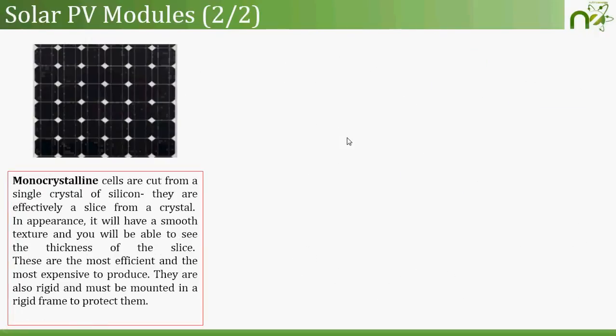What are the different types of solar PV modules? So first is monocrystalline. As you already guessed from the name, mono is single, and crystalline, crystal silicon. So it is made up from a single crystal of silicon. Now how it appears, it will have a smooth texture and you will be able to see the thickness of the slice. These are one of the most efficient solar PV cells and of course most expensive to produce.